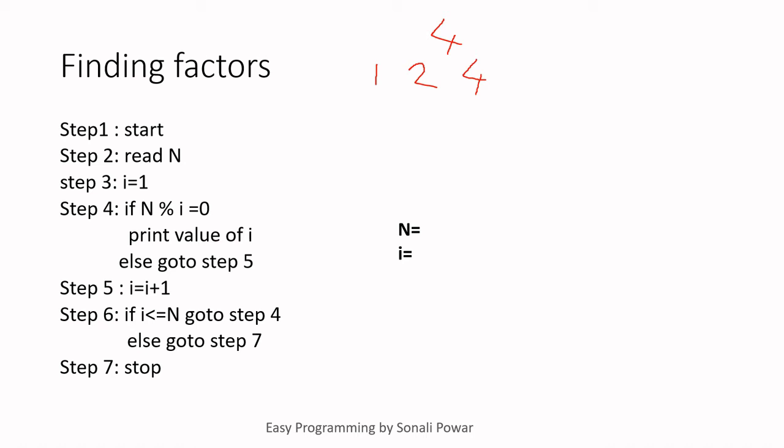So this program is a little bit similar to the prime number. Check step number 4. In the step number 4 what I said that if n is divisible by I, then print the value. So in case of the prime number we said that if n is divisible by I, then display number is not prime and go to the stop.